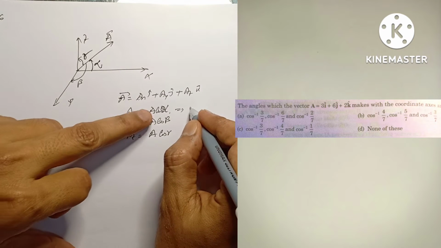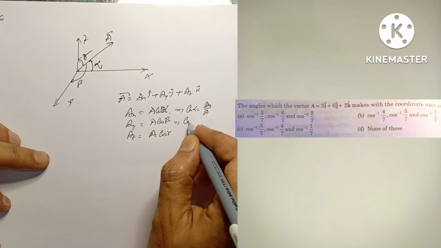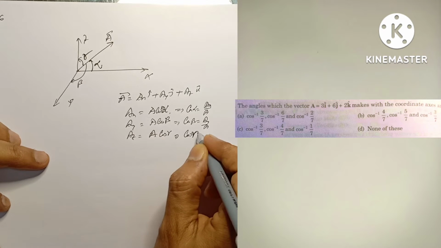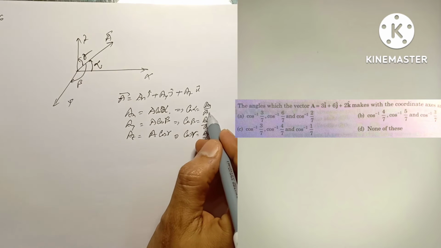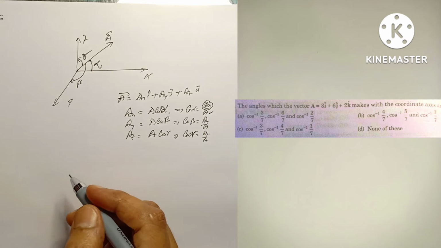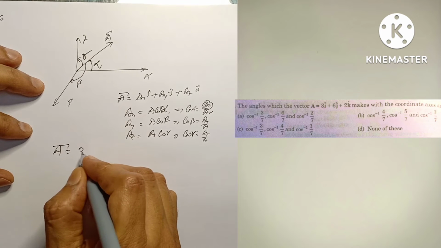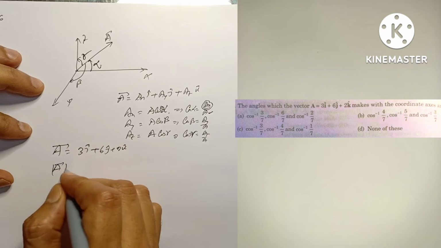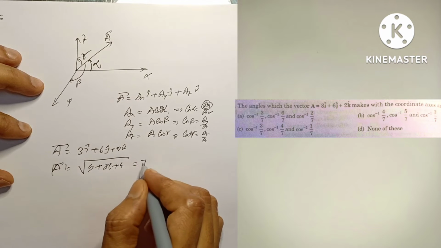So from it we get cos alpha equal to ax divided by a, cos beta equal to ay divided by a, and cos gamma equal to az divided by a. First of all we need to calculate the magnitude of a, and then ax divided by a gives cos alpha. So a vector equal to 3 i cap plus 6 j cap plus 2 k cap. So mod of a equal to root 9 plus 36 plus 4 equal to 7.